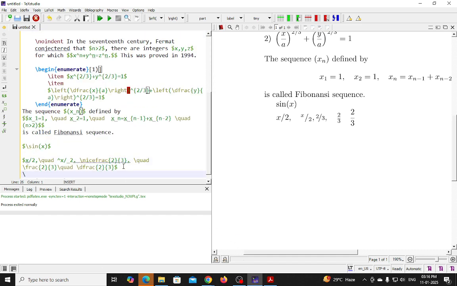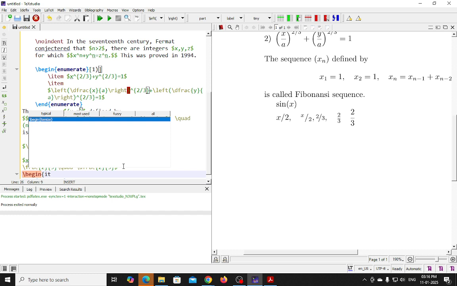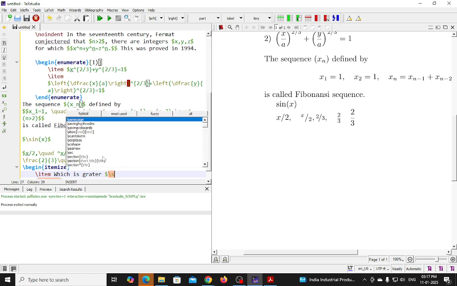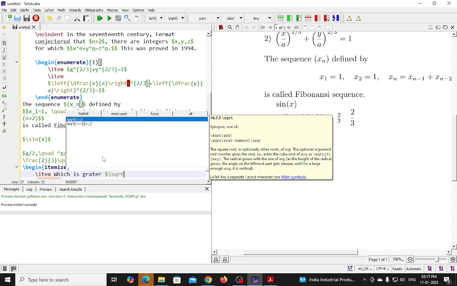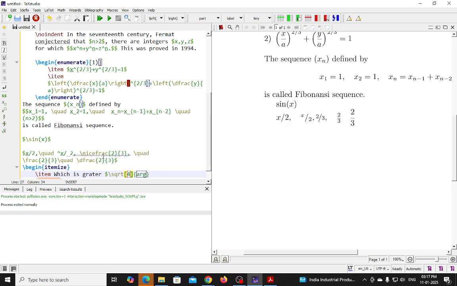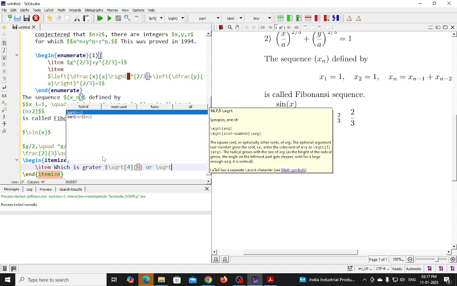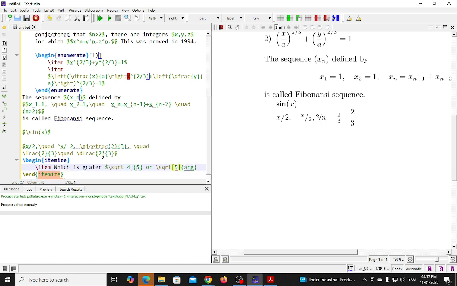Suppose for the next one I will use begin itemize. I use enumerate. Now the second one is itemize. The first statement is: which is greater? Now in math mode, which is greater, backslash sqrt. The second option I will take because I am having both options, that is the 4th root of 5. And one more thing, suppose I will include the word or here only, and again backslash sqrt, 4th root of 4, question mark is there, and math mode complete.